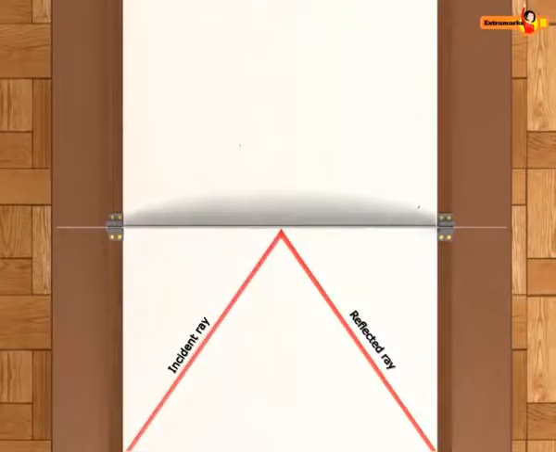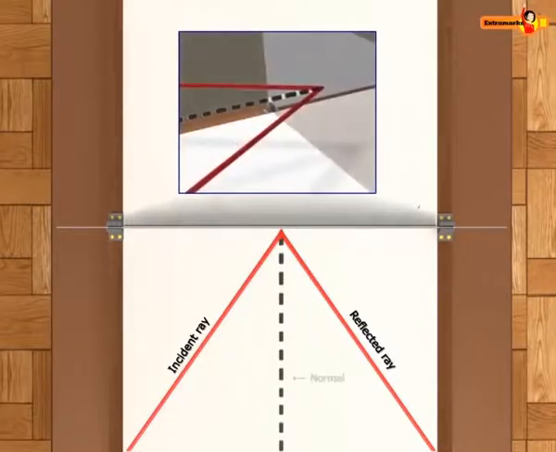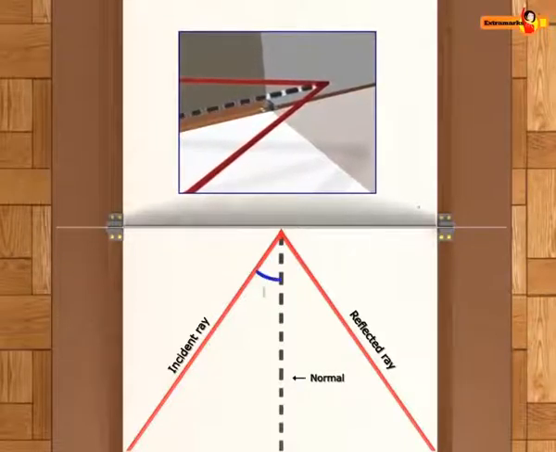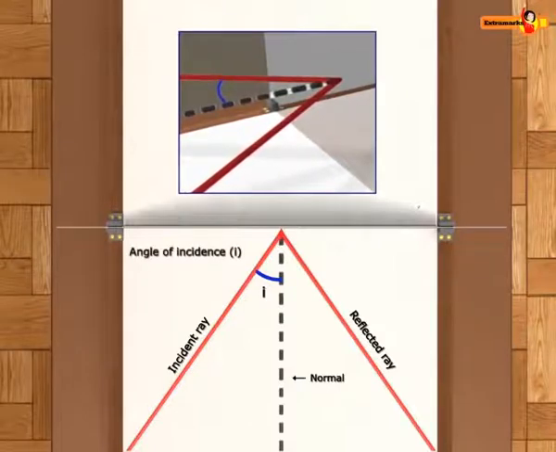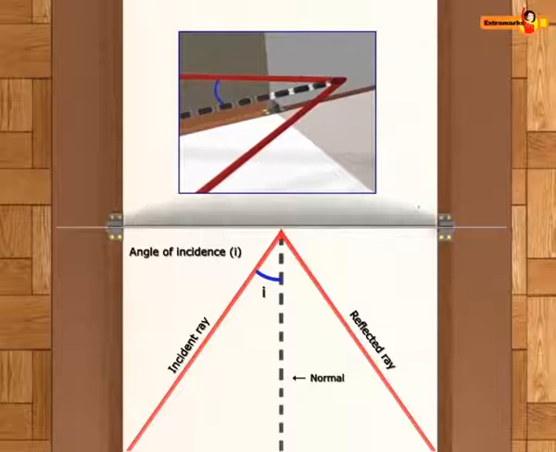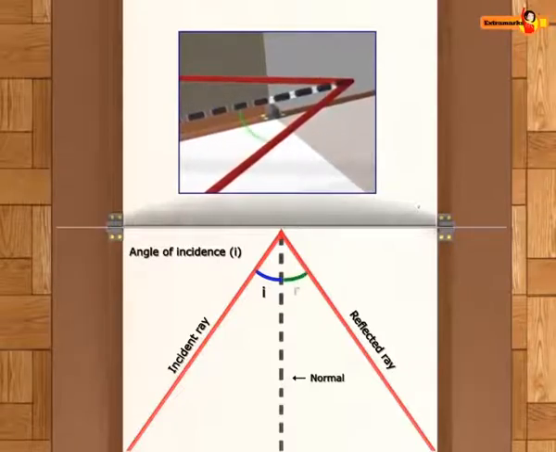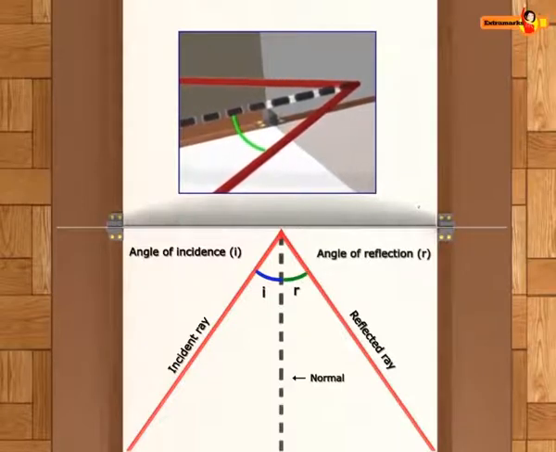The perpendicular drawn at the point of incidence is called normal to the point of incidence. The angle that the incident ray makes with the normal to the point of incidence is called the angle of incidence. The angle that the reflected ray makes with the normal to the point of incidence is called the angle of reflection.